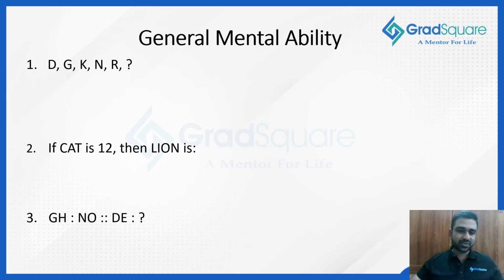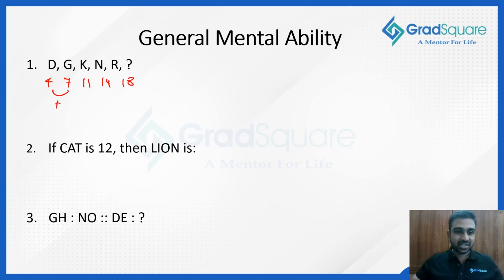Here, what is visible on the screen is an example of alphabet series, coding and decoding, and alphabet analogy questions. The reason I pointed out these three types together is that by just knowing the front and reverse positions of the letters in the alphabet, we'll be able to solve the majority of the questions of these three topics. If I know the position of the alphabets, then what comes next in the series can be easily deduced. I know that D is the 4th alphabet, G is the 7th, K is the 11th, N is 14, and R is 18.